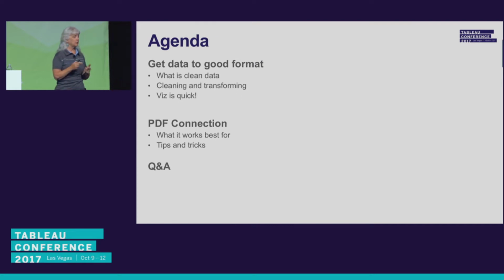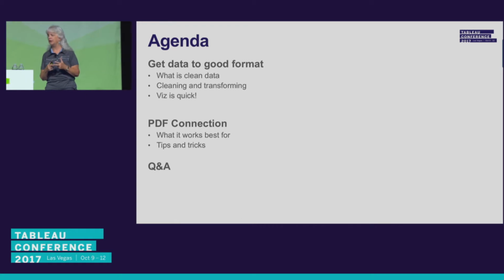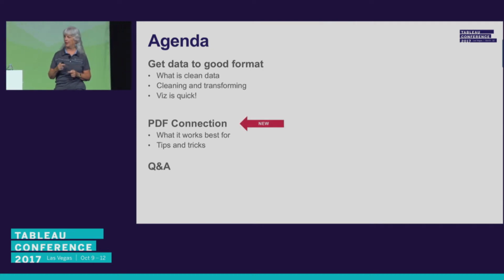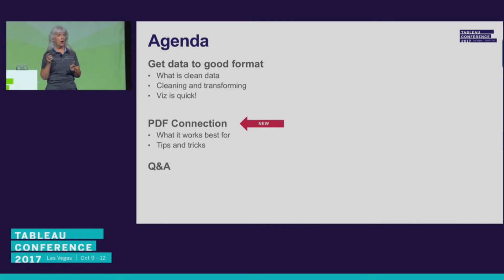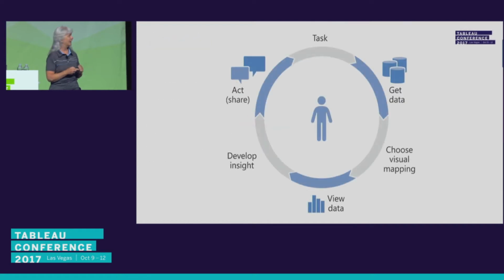The agenda for today, first of all, there will be a section on getting data into a good format. We'll talk about what is clean data, then the process of cleaning and transforming your data. And once you've done that, everything is quick. Secondly, we'll talk about the PDF connector. That was new in the spring, and I'm sure you're just getting used to it now. I'm going to talk a little bit about what it works best for, and the cases where if it doesn't work perfectly initially, some tips and tricks for getting things to actually work, and you can make a viz from pretty much anything in PDF. Finally, at the end, we'll have a little bit of time for Q&A.